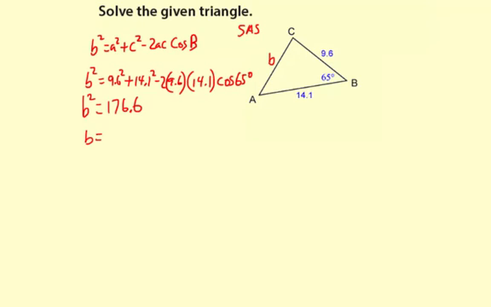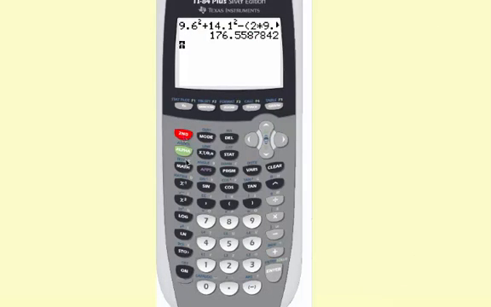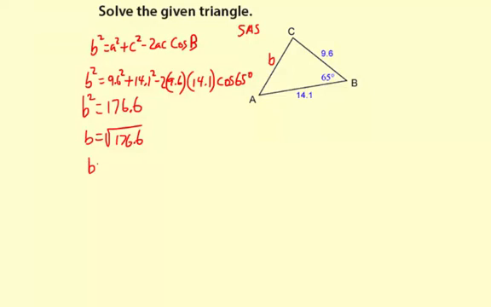So b is going to be the square root of 176.6. I'm going to do the square root of the answer from the previous line, which is this whole decimal here. So b is going to be 13.287 or 13.3. And again, remember, these are all rounded answers. Okay, so 13.3 for b.